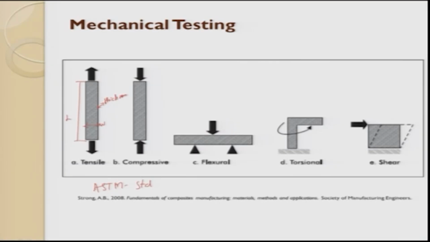So, all these things are to be found out. There are some ASTM standards. Depending upon the requirements, you can keep changing the ratio of L versus W versus T, and then we start doing the test. Same way you can also do compression.